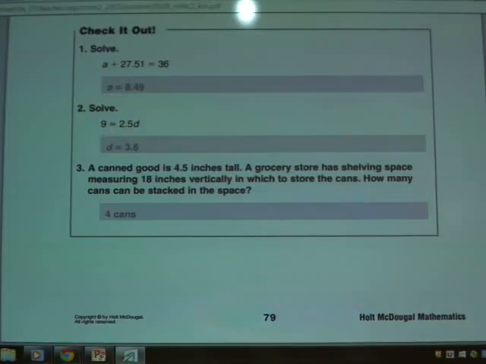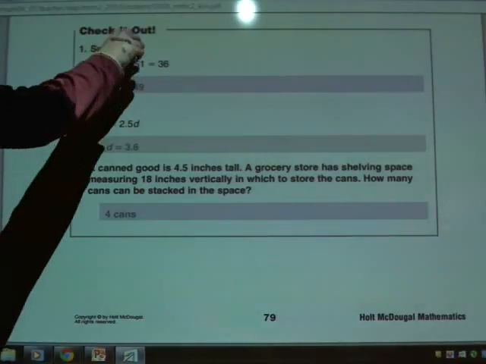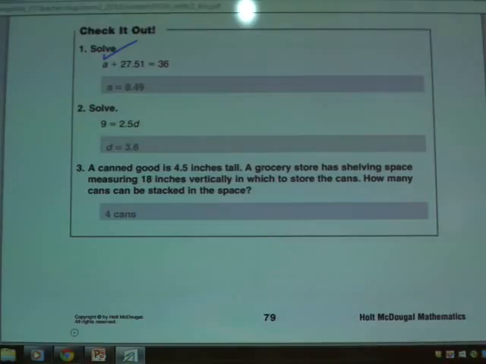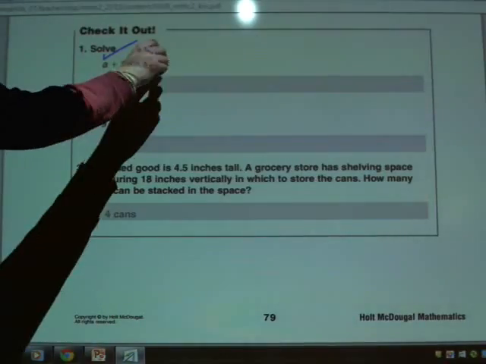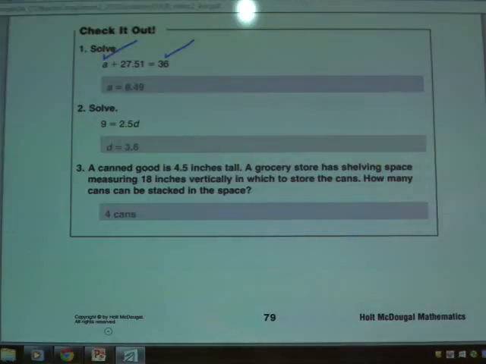All right, let's go ahead and finish this up by looking at the check it out examples. 1A there, question 1, solving a plus 27.51 equals 36. So we want to keep variable a on the left side of the equal sign, and we also want to keep the number 36 on the right side of the equal sign. Why? Because numbers belong on the right side of the equal sign.